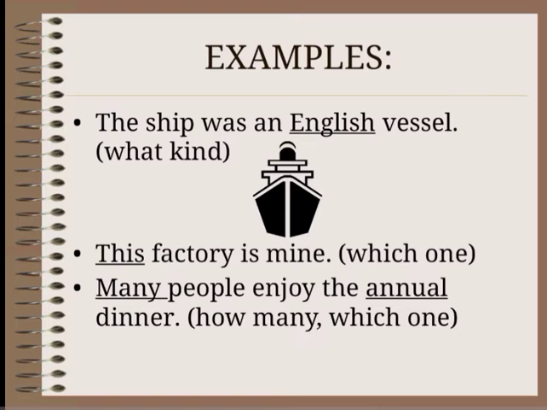The second example: this fact is mine. Which one? Here the question is for which one. So this is an adjective. Many people enjoy the annual dinner. So how many, which one? These questions are giving the answer for how many and which one. So the underlined words many and annual are called adjectives. In the first sentence, English is an adjective; in the second, this; in the third, many and annual.